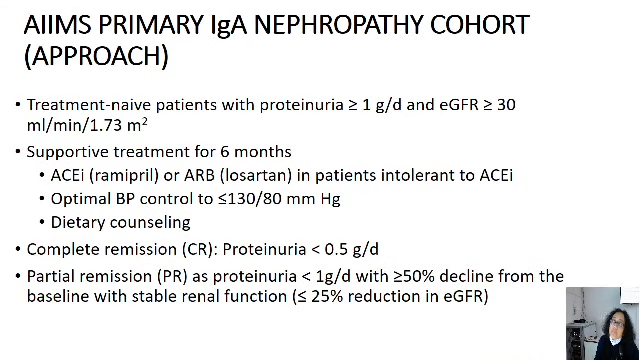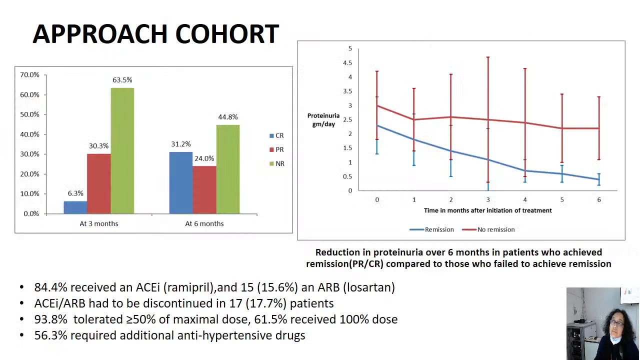So we established the primary IgA nephropathy prospective cohort in 2018. It included patients who had an eGFR of more than 30 and a proteinuria of more than 1 gram who had never received ACE inhibitors or immunosuppression in the past. They were given a standardized treatment, either ramipril or losartan if intolerant to ramipril, with good blood pressure control and dietary counseling. And remission was looked for after 6 months.